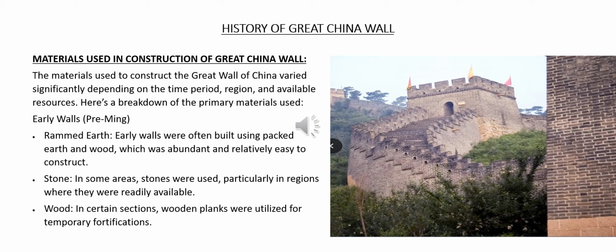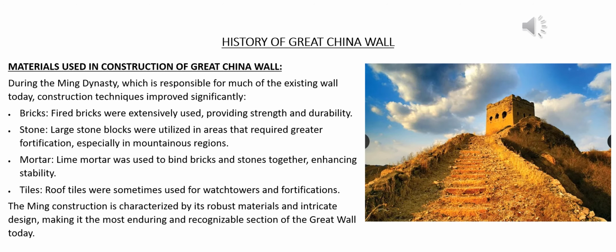Stones were also used wherever stones were available in the regions. Wood was also used in different sections of the wall. Wooden planks and wooden props were used for temporary fortification. So all these materials were used during the construction of the Great China Wall.